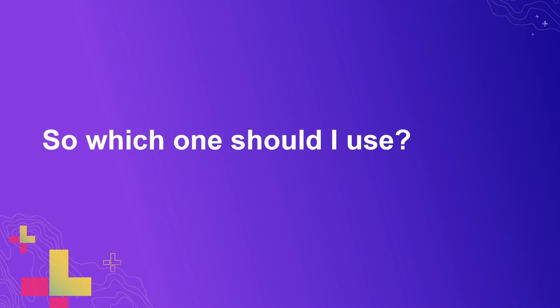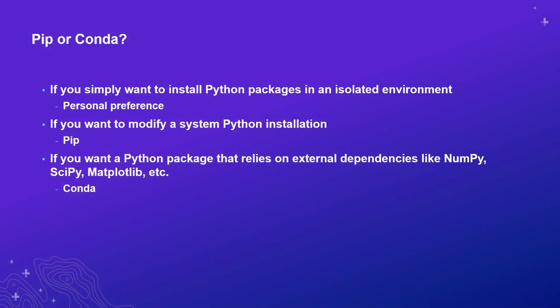So which one should you choose? Simply, if you want to install Python packages into an isolated environment, it's really personal preference. You can use either. Pip has virtualenv. Conda has isolated environments by default. It might depend on your peers, your coworkers, what project you tend to be on. If your project already has people working in the pip space, I would recommend just going with that so you don't disrupt that flow. If you're starting from scratch, it's really just up to you.